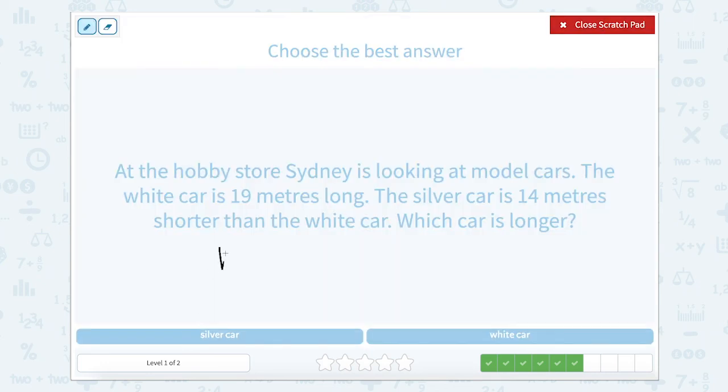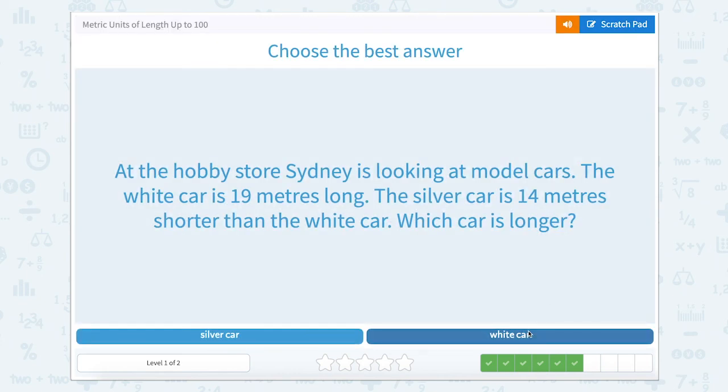Well, we know the white car is 19 meters long, and the silver car is shorter than that one. So 19 minus 14 meters is going to leave us with 5 meters. So the silver car is 5 meters and the white car is 19 meters. So which car is longer? Well, the white car is longer.